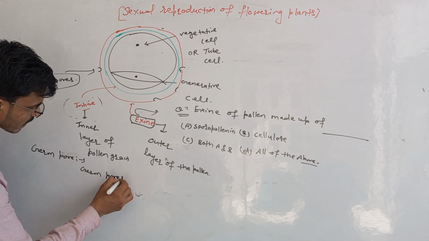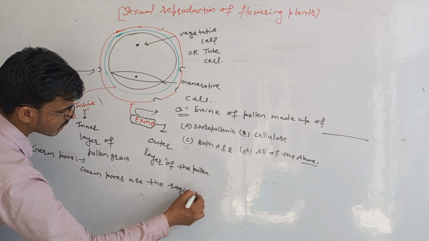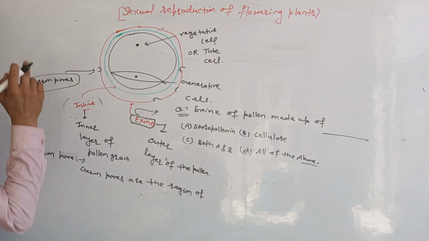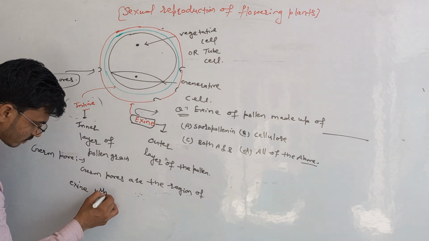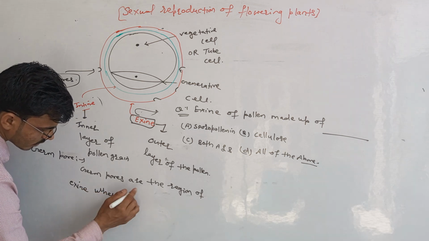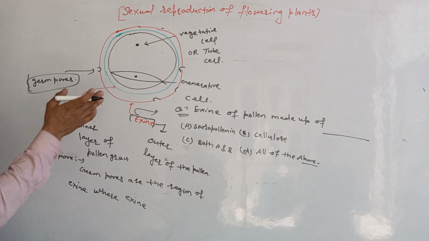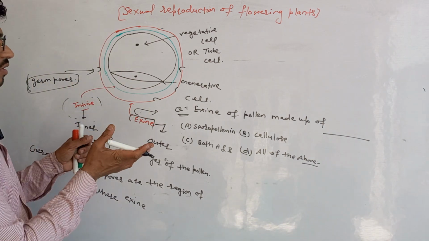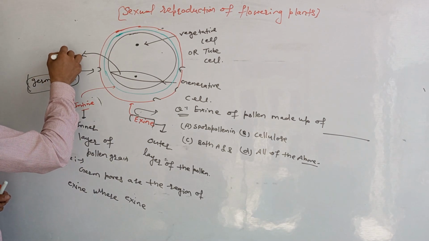Germ pores are the regions of the exine where the exine is absent. There are small pores from which the male gametes are released.